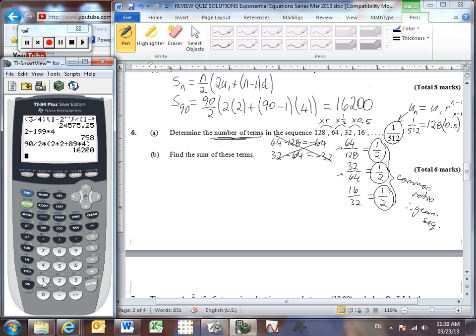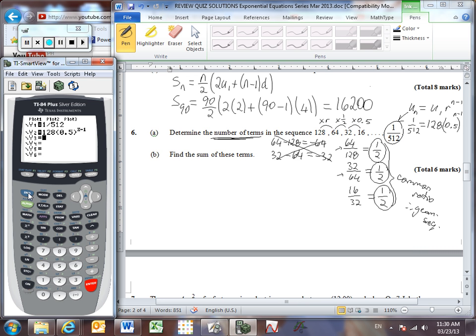So I guess I could say 1. Now I'm expecting n to be an integer here, so maybe a table would be the best approach. So let's go into y1, and I'm going to put 1 over 512, my left-hand side of the equation. And in my second one, I'm going to put my right hand side, 128 times 0.5 to the power of x minus 1.